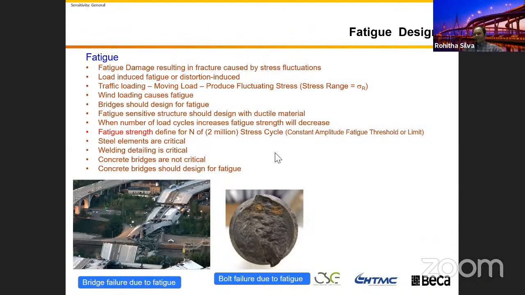And as you all know, steel elements and welding are very critical in fatigue design. Concrete bridges are not that critical, but you have to check your fatigue stresses. You can't just neglect that. Especially thin structures with thin webs, there's a possibility of fatigue failure. It's very rare, but you need to make sure that you design for it.